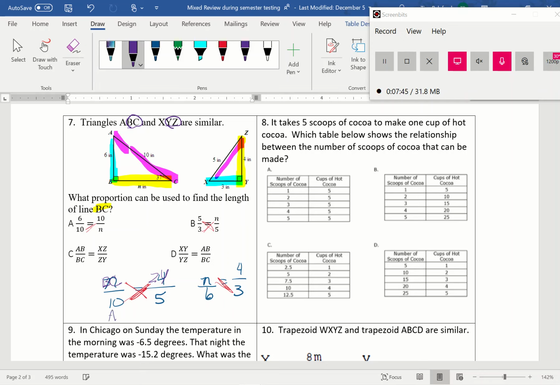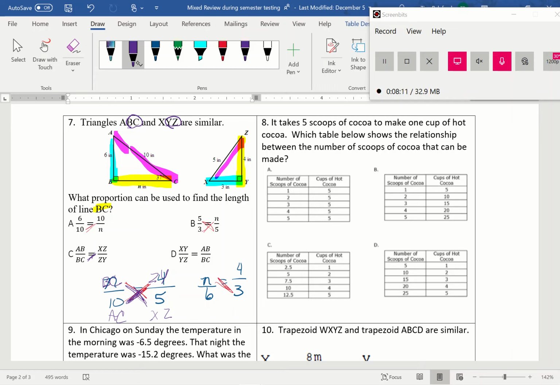10 is AC. And 5 is XZ. So if it's XZ and BC, that works. Then it has to be AZ and ZY. Is that true? For C?